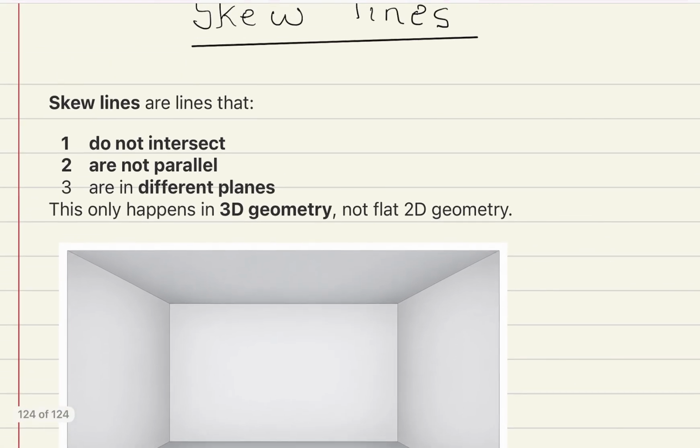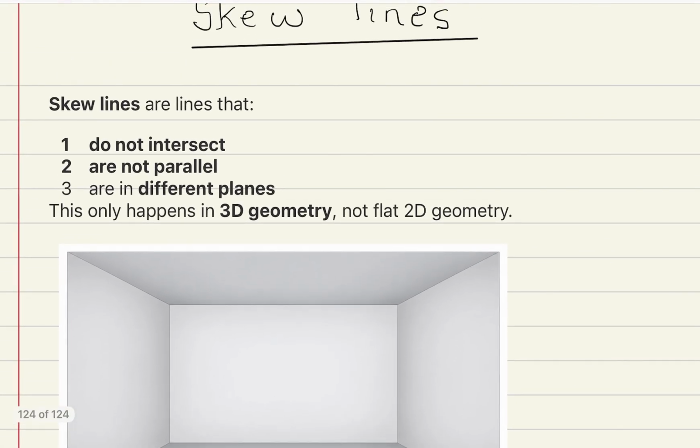There are three criteria for what a skew line is. The first one is that the lines do not intersect. The second one is that they are not parallel, so they don't move in the same direction. If you don't remember what parallel lines are, I believe I do have a video. You can check my geometry playlist. And then they also must be in different planes. So they must be in different directional planes.